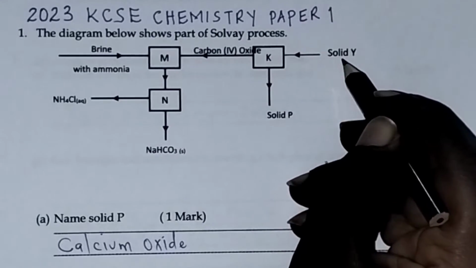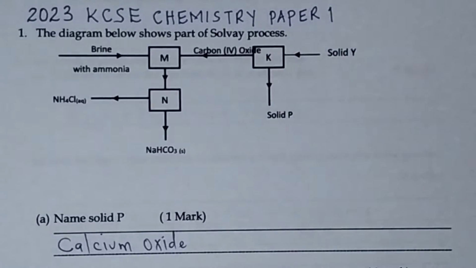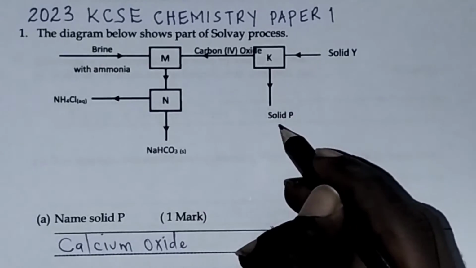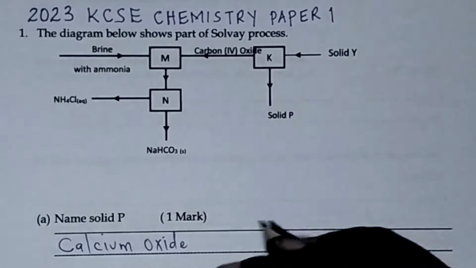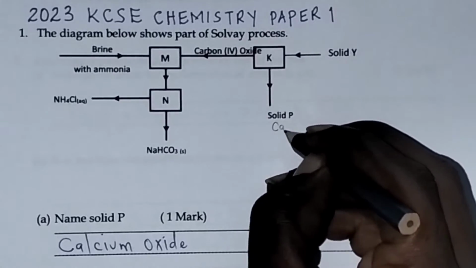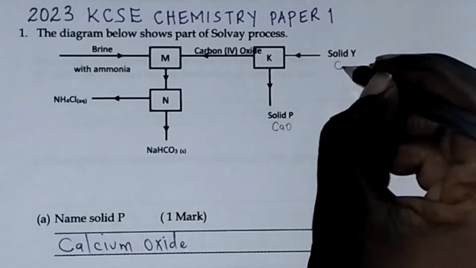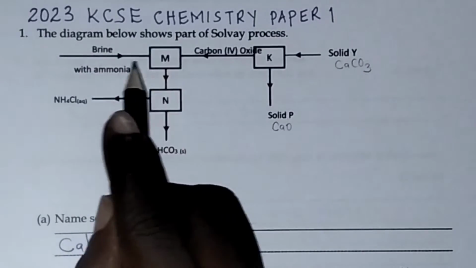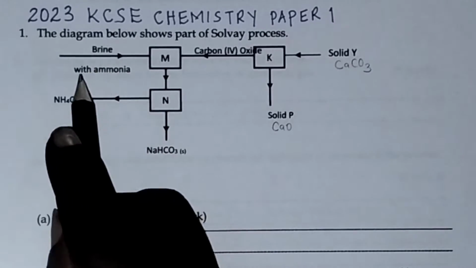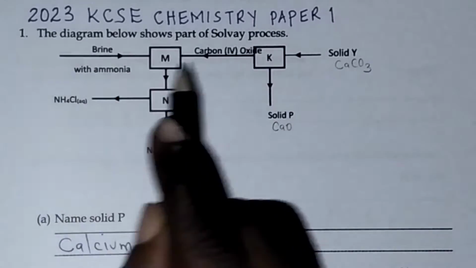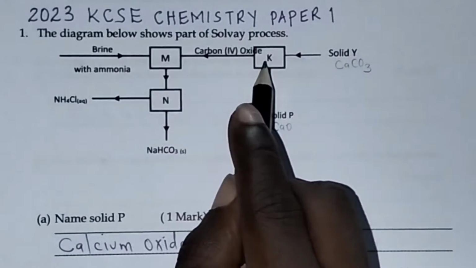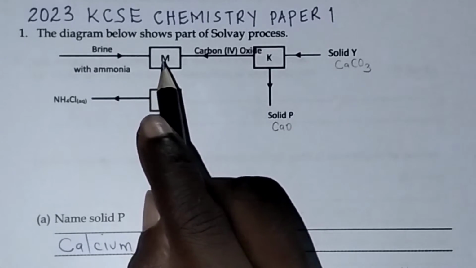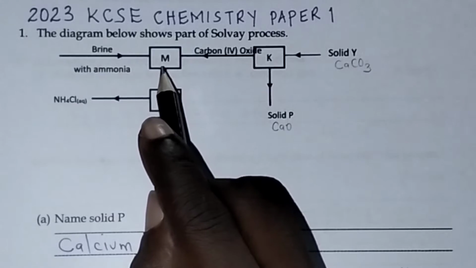So this is limestone. When it's taken to this kiln, it is heated and decomposed to produce carbon dioxide and calcium oxide. So this solid P is calcium oxide. We say this solid Y is calcium carbonate, or the limestone. In chamber M, we have brine taken in with the ammonia, and we have carbon dioxide from the kiln, chamber K, going to chamber M. So chamber M is just the Solvay tower, or the carbonator.